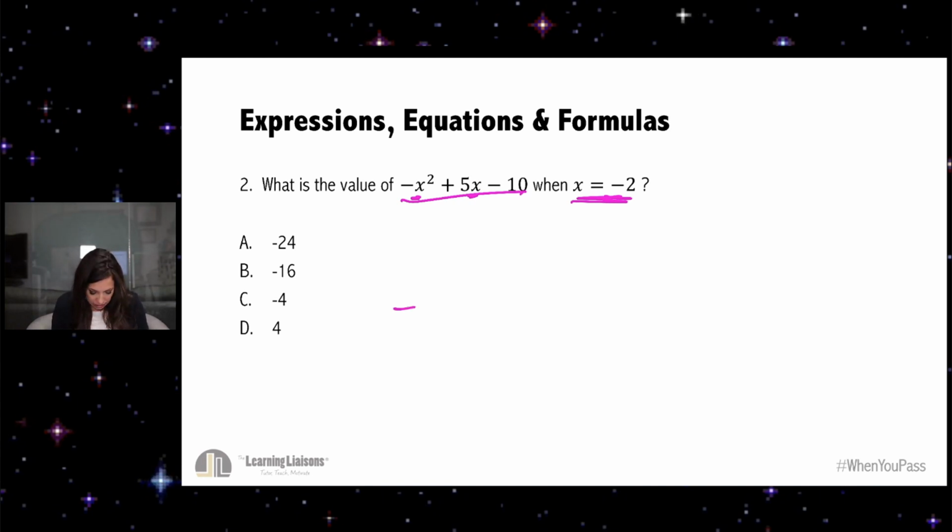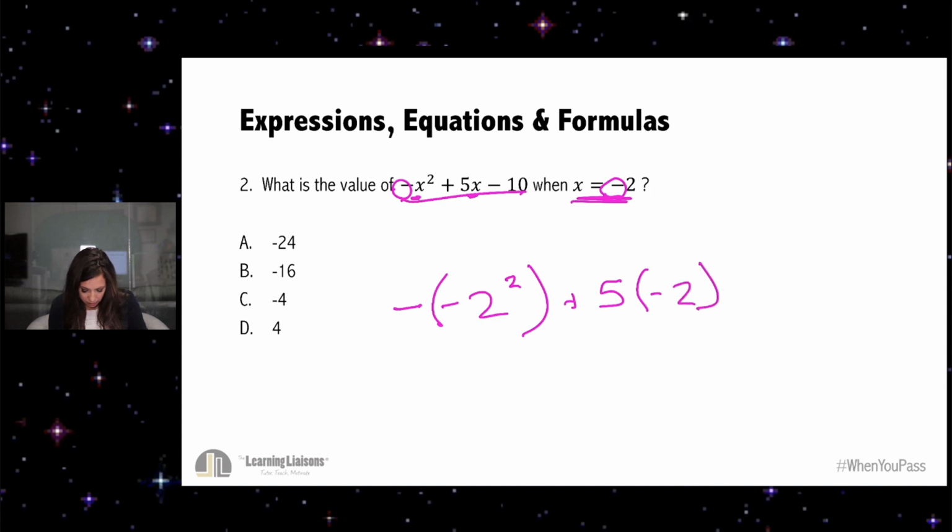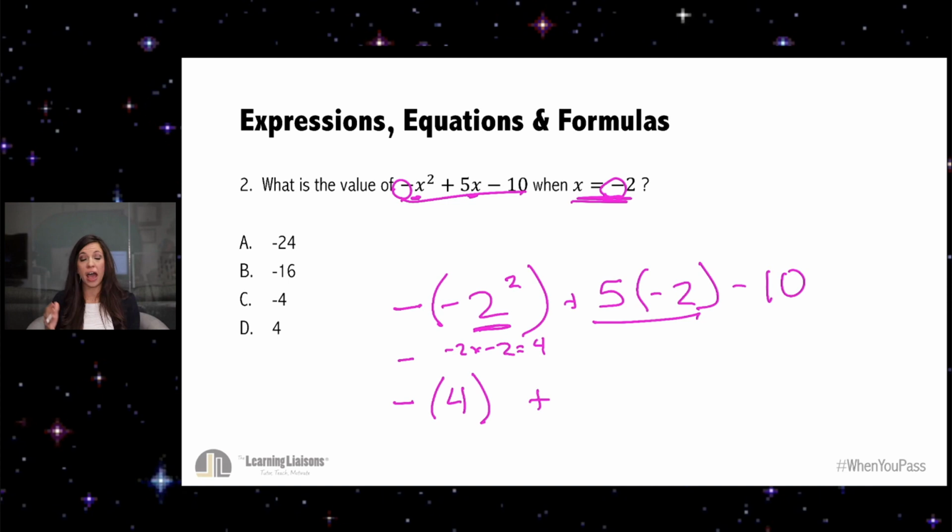So I have negative 2, because this negative is by itself. It doesn't count with this negative in the x that they gave us. So there's 2 negatives. Squared plus 5 times negative 2 minus 10. So let's solve it. Squared means I'm going to do that number times itself. I'm going to leave this negative out here because it's not part of the squared. Negative 2 times negative 2 equals 4, because a negative times a negative is a positive. So I have negative 4 plus 5 times negative 2. I know 5 times 2 is 10, and a negative times a positive is a negative.